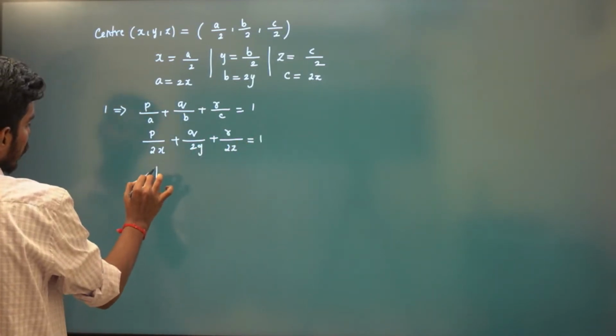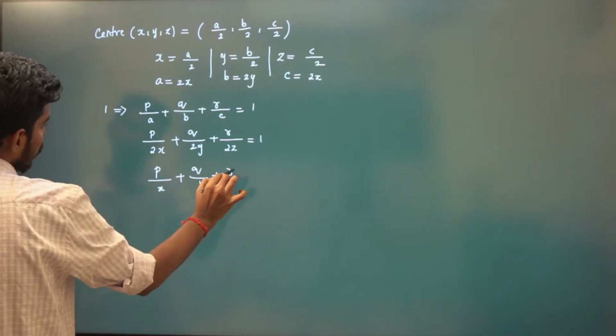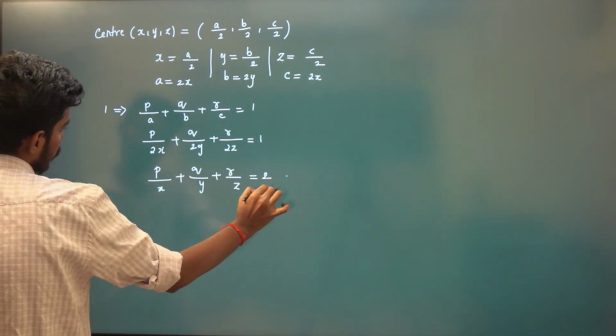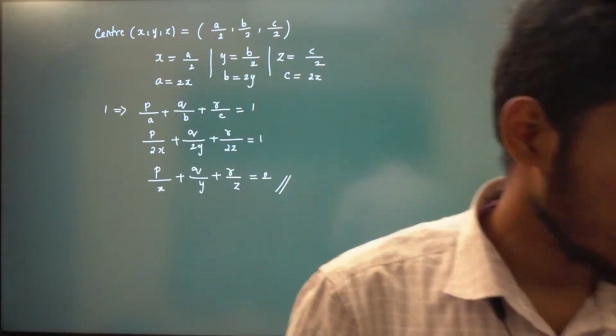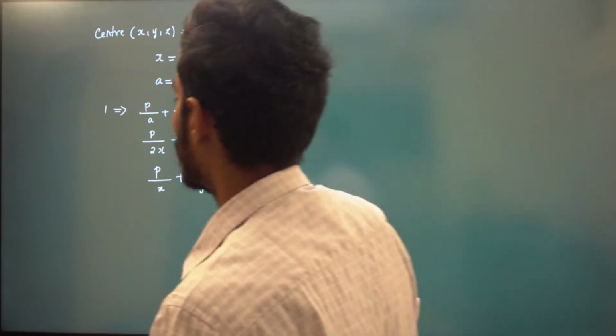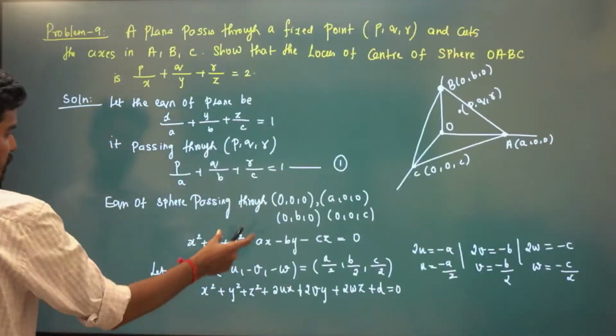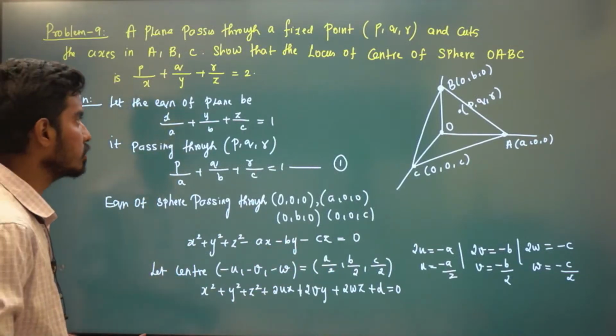So take 2 common, bring that to this side. So we have p by x plus q by y plus r by z is equal to 2. This is the locus of the center of the sphere, right? So very easy problem. Only thing is you need to find the equation of the sphere passing through these 4 points, which you already know from the previous class.